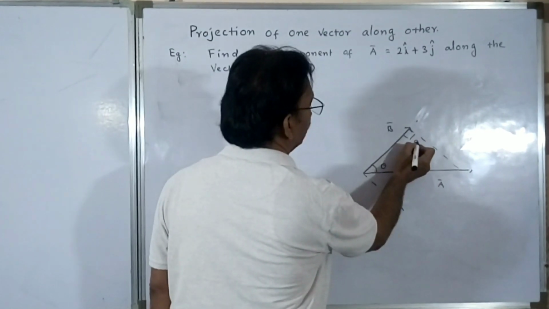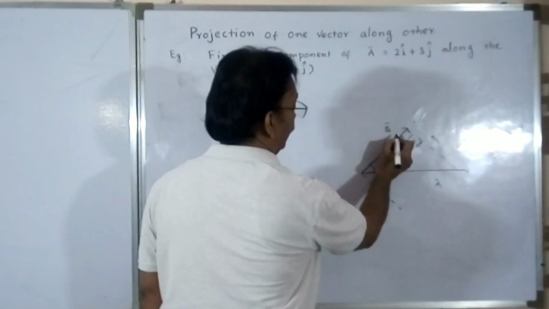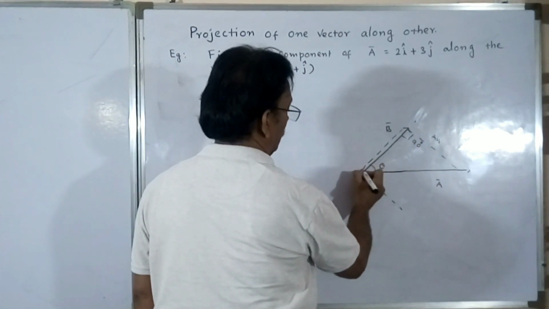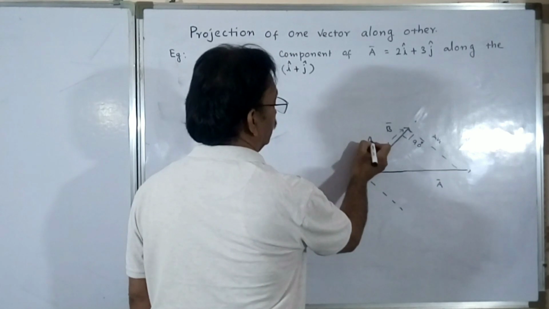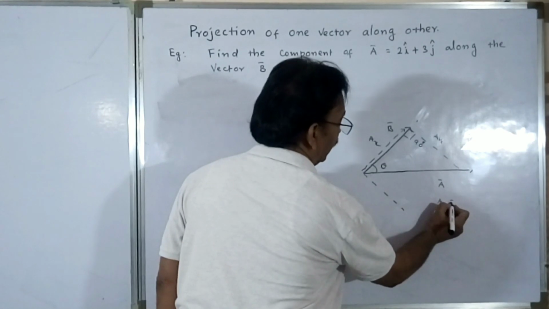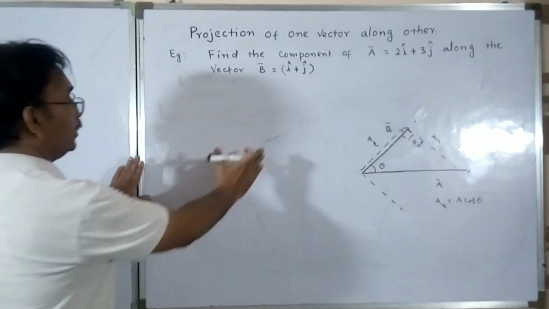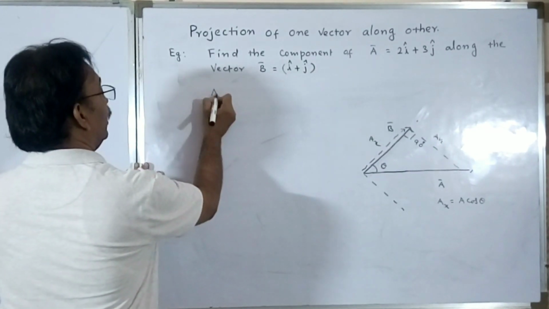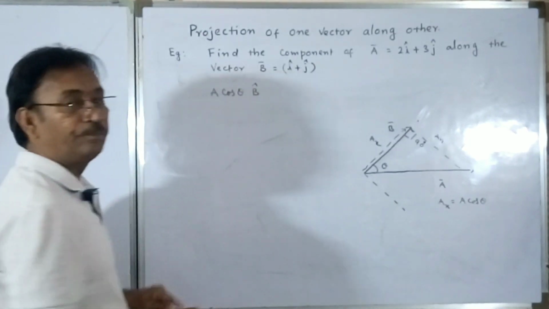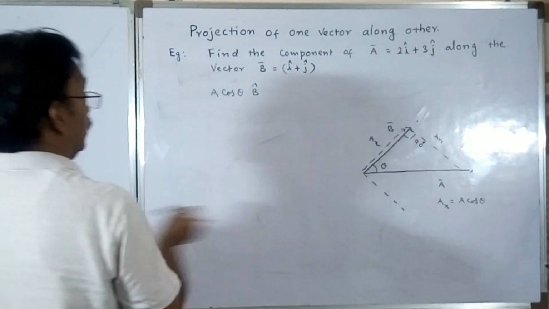We are doing a little geometry. I said it is 90 degrees. If it is A, immediately it is Ay, and here it could be Ax. As you know, Ax is equal to A cos theta. We are doing the same. We are finding A cos theta along the direction of B.